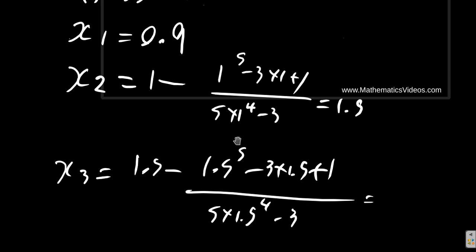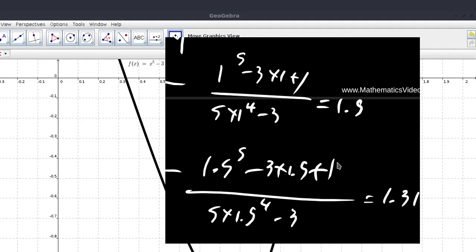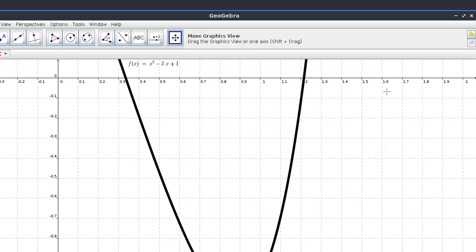So our answer here is 1.317. It seemed to be taking us back towards the root, right? So when we use 1, it was close enough.